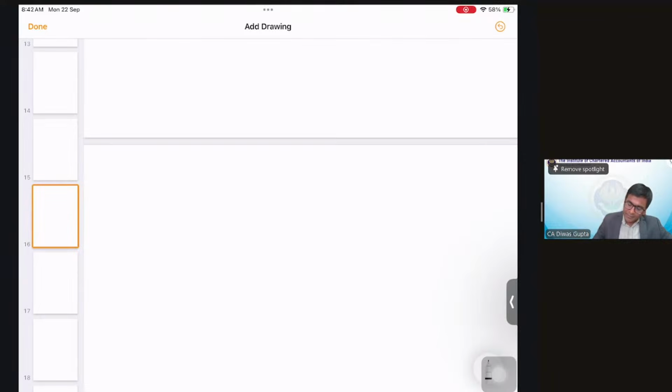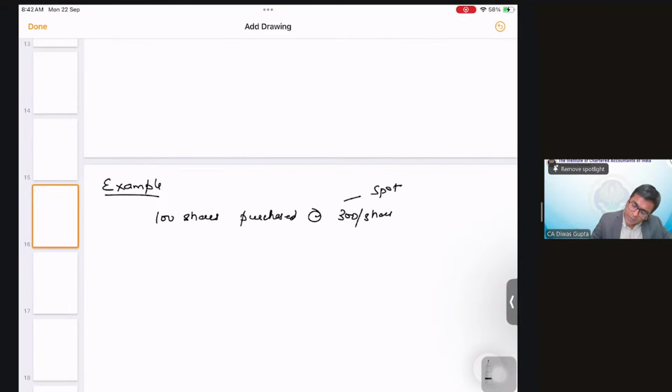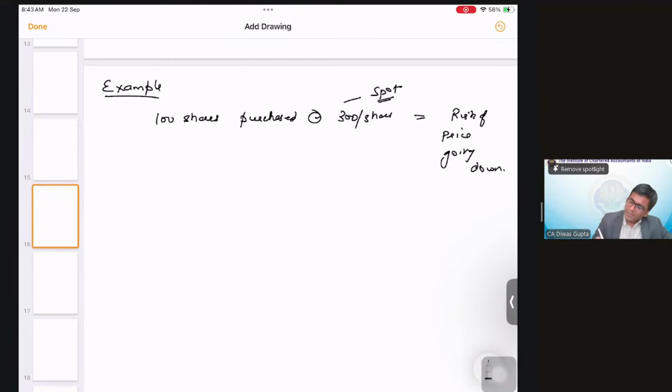Now let's take an example. Let's say there are 100 shares which are purchased at the rate of 300 per share. This is done in the spot market. Students, just remember this is done in the spot market, and here there is a risk of the price going down.